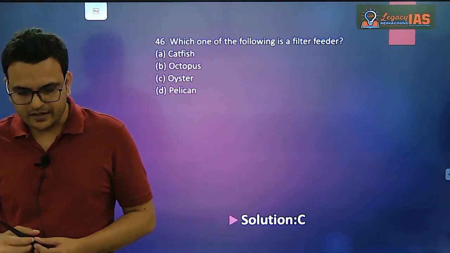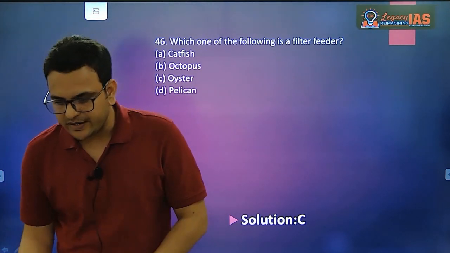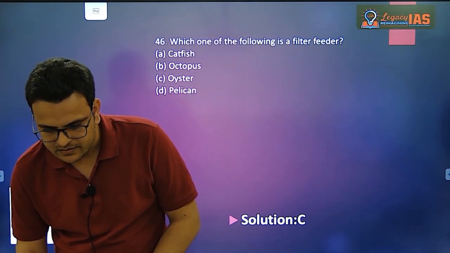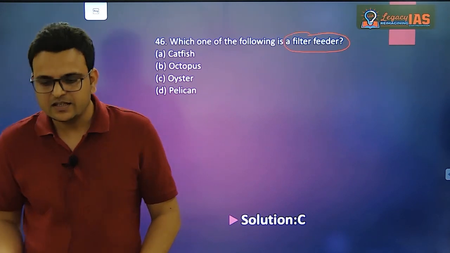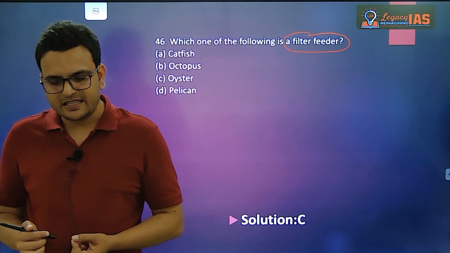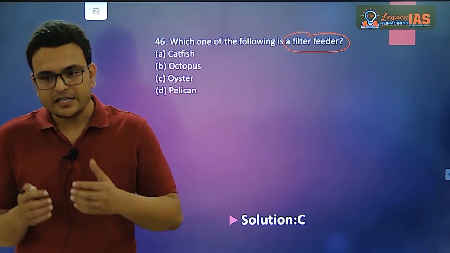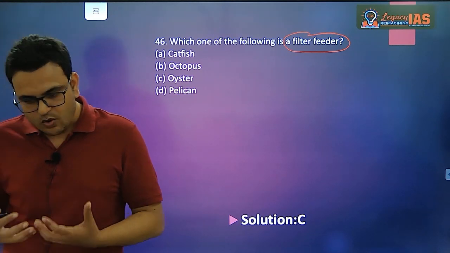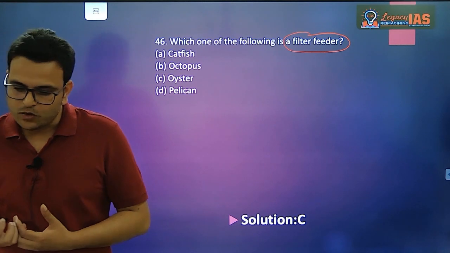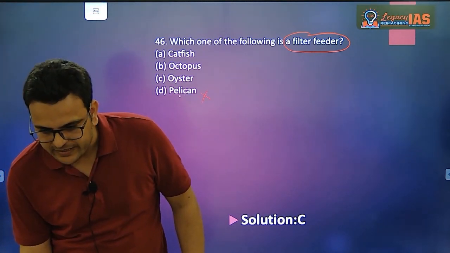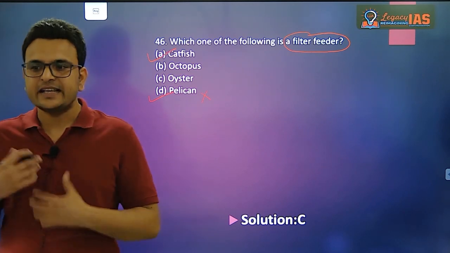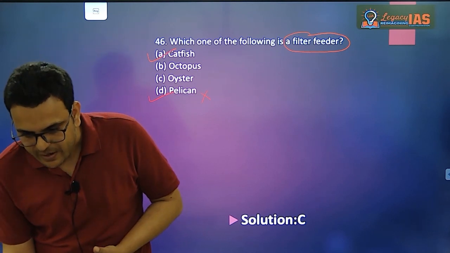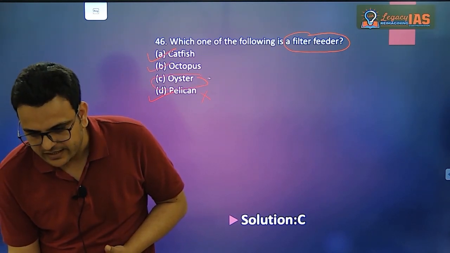Now come to question number 46. Here again, if you see the word filter feeder, it means the species mentioned in this particular question take nutrients through water. Water enters their stomach and then is released, and they capture the food part. So pelican is a word we can eliminate. Catfish takes food by catching or eating other small fishes. Same way octopus. So the answer is oyster.